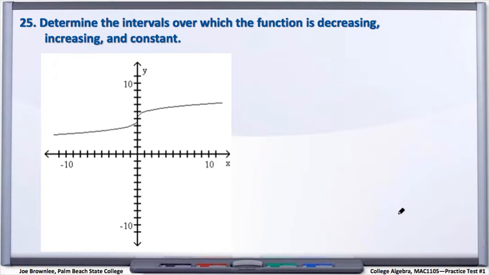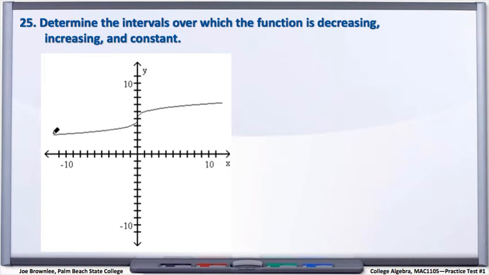Number 25, determine the intervals over which the function is decreasing, increasing, and constant. And like we talked about in question 24, the technical way that we are going to define where this function is increasing, decreasing, and constant is to ask ourselves, what is the y value doing as the x value is increasing or gets bigger? And we read a graph from left to right, just like a book.